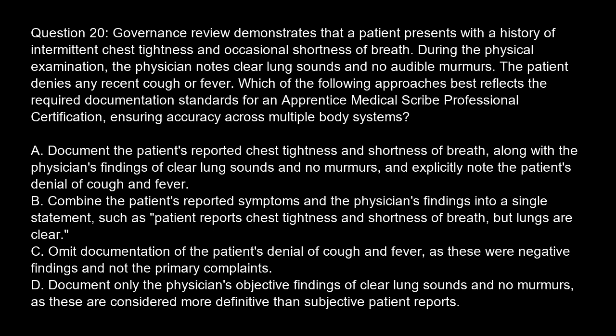Option A. Document the patient's reported chest tightness and shortness of breath, along with the physician's findings of clear lung sounds and no murmurs, and explicitly note the patient's denial of cough and fever. Option B. Combine the patient's reported symptoms and the physician's findings into a single statement, such as patient reports chest tightness and shortness of breath, but lungs are clear. Option C. Omit documentation of the patient's denial of cough and fever, as these were negative findings and not the primary complaints. Option D. Document only the physician's objective findings of clear lung sounds and no murmurs, as these are considered more definitive than subjective patient reports.